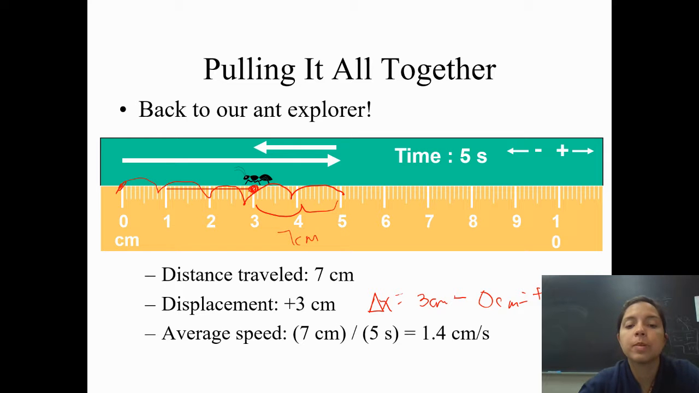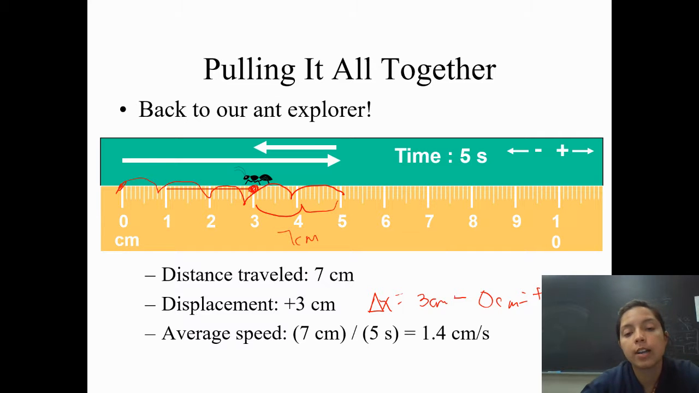Okay, for average speed, you're going to do, remember, the distance traveled divided by the time. So 7 centimeters was the distance traveled, and the time was 5 seconds. So 7 centimeters divided by 5 seconds gives you 1.4 centimeters per second.